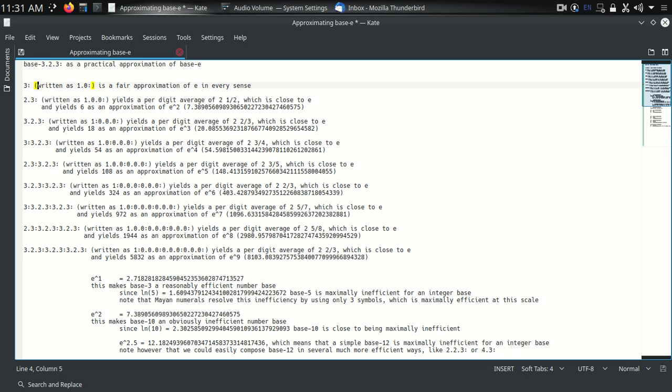So the first one, ternary, you would write it in a practical number system like 10, right? But the actual value is 3. This is a pretty fair approximation of E in every sense. It's the closest you're going to get with an integer, right? Because E is closer to 3 than it is to 2, and 3 to the first is the same as 3, and E to the first is the same as E. So, yeah, in every sense, this is a fair approximation.